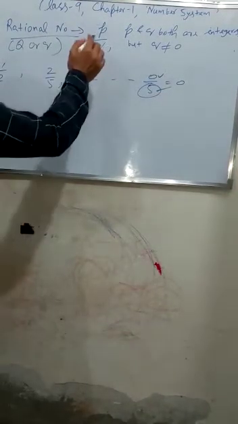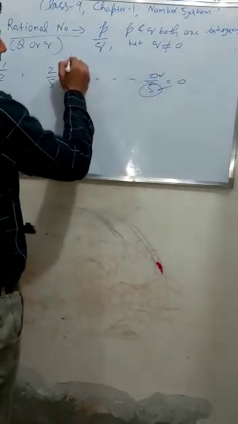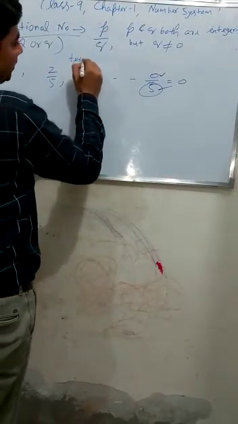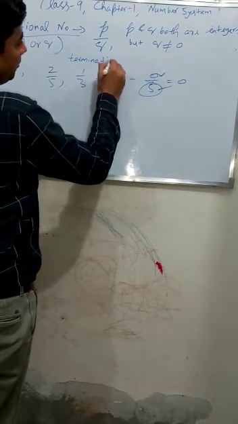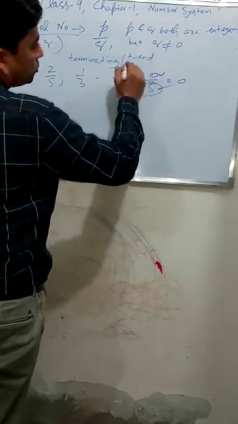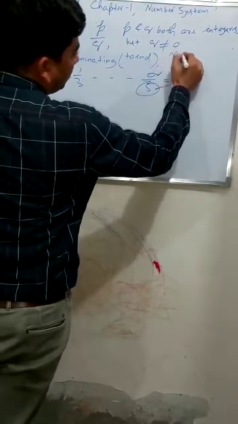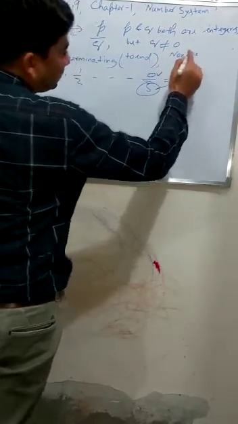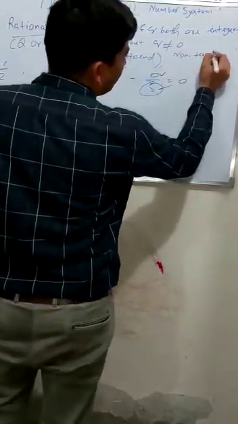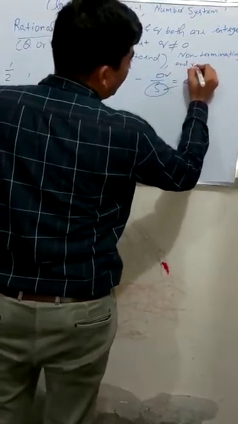One thing is in the form of P upon Q, but if we discuss them in the form of decimals, then what about them? In the form of decimals they are either terminating. What do you mean by terminating? Terminating means to end or to stop after the decimal. Or they are non-terminating and reoccurring.